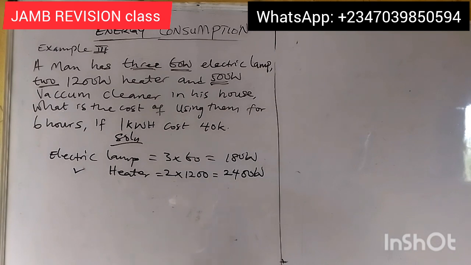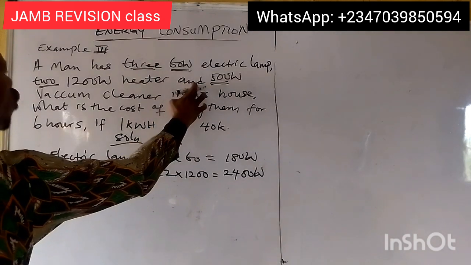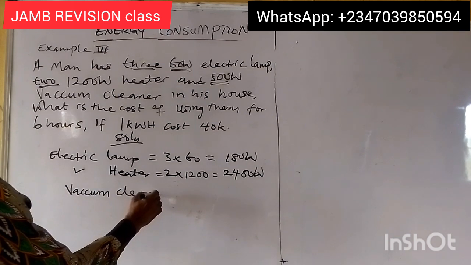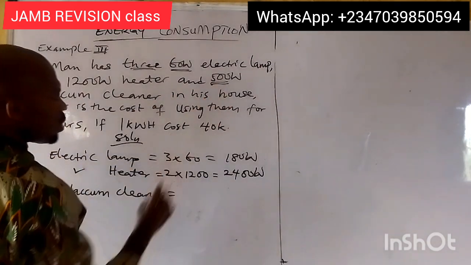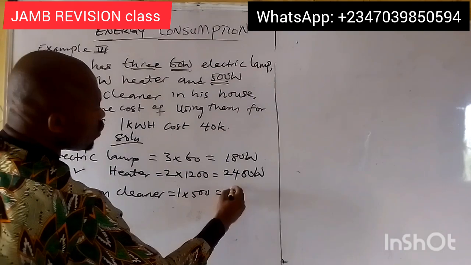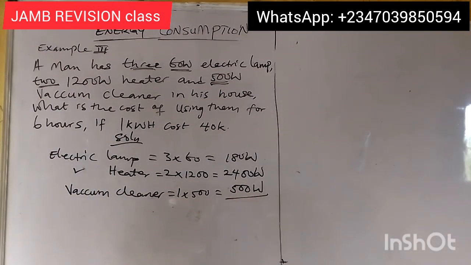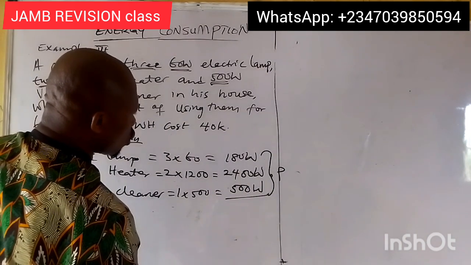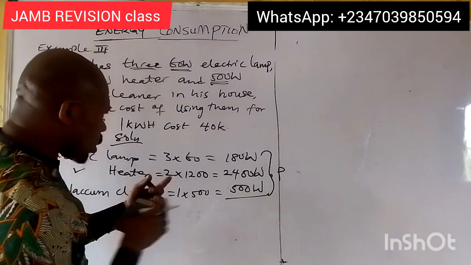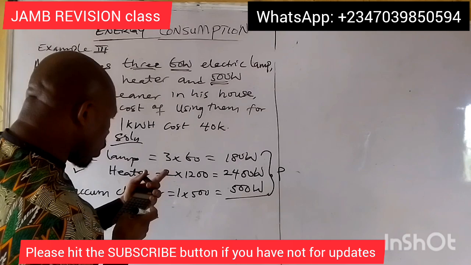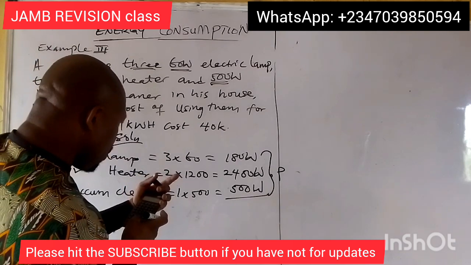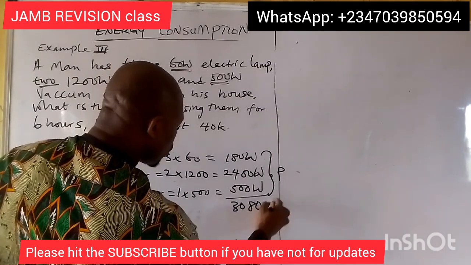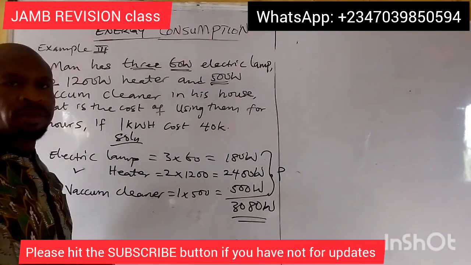Now we have the third item, a vacuum cleaner in the man's house, of course, just one of them. You can say 1 times 500, which will still give us 500 watts. Now, this is the power consumed. The power is the total of this. We'll have 2,400 plus 180 plus 500. Total power usage in the man's house is 3,080 watts.